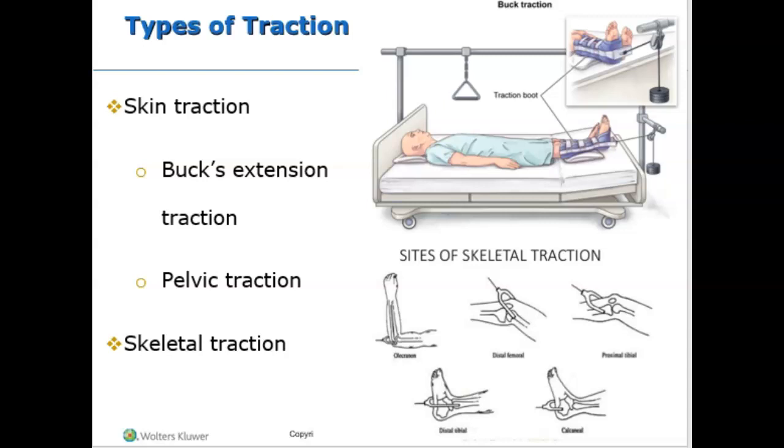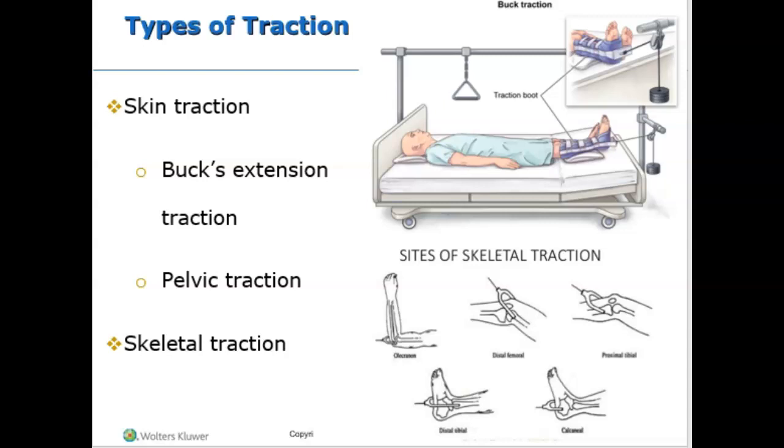So you could roll them on the affected side, or they could do what's called Buck's extension traction, and that's for femoral fractures. The goal is to put the bone in position to restore normal bone alignment and length, and lessen or eliminate muscular spasms and reduce pressure on nerves. So those are the goals of that.